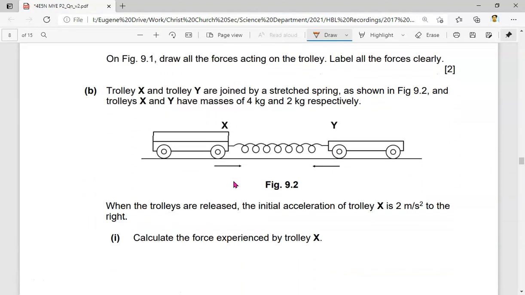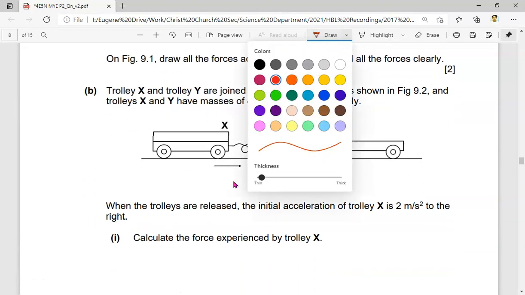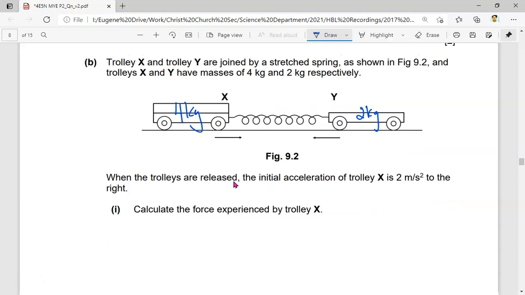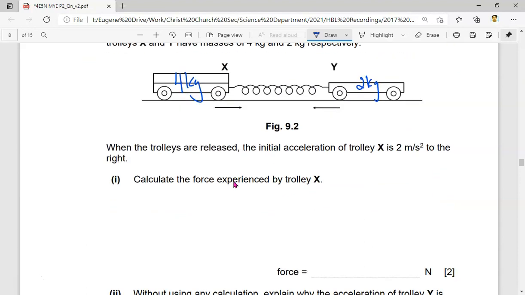Next, part B. What exactly is part B talking about now? Trolleys X and Y are joined together by a stretched spring, shown in figure 9.2, and X and Y have a mass of 4 kg and 2 kg respectively. So this 4 kg, this 2 kg. So X is twice of Y. When the trolleys are released, the initial acceleration of X is 2 meters per second squared. So we know the acceleration will most probably be this side, and the value is 2 meters per second squared. Calculate the force experienced by trolley Y.